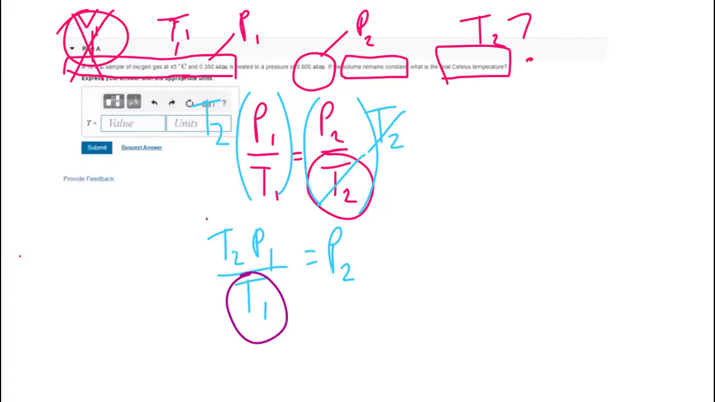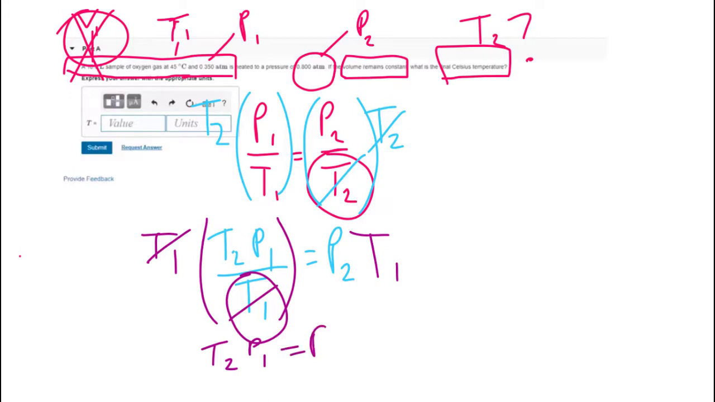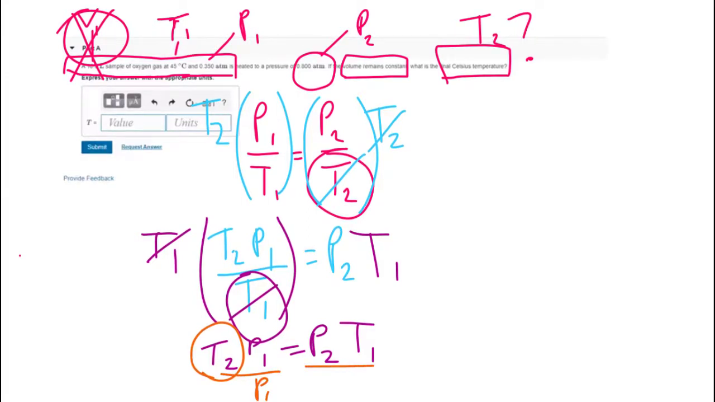So to get rid of T1 on the bottom, I have to multiply it on both sides, right? T1. Okay, so that gets rid of T1 on the left. So now that leaves me with T2 P1 equals P2 T1. Okay, good, we're making progress. Now I can say, how do I solve for T2? If I look at this, let's see, I'll use orange here. To solve for T2, I want that by itself, so I'm going to get rid of P1. So divide both sides by P1.